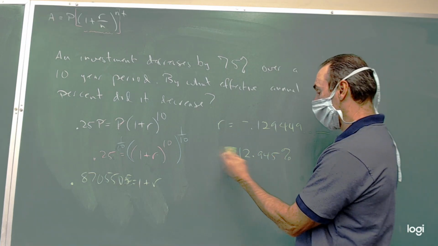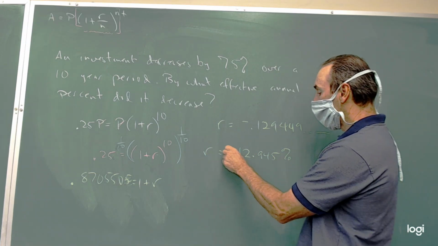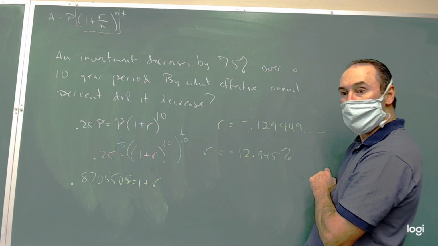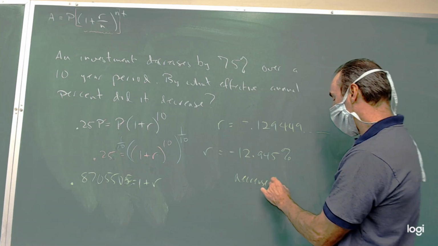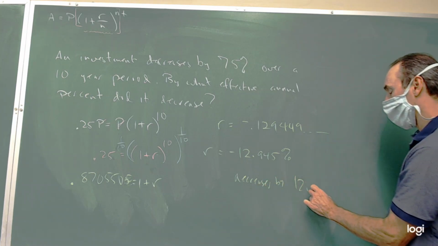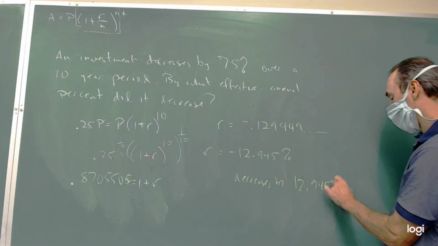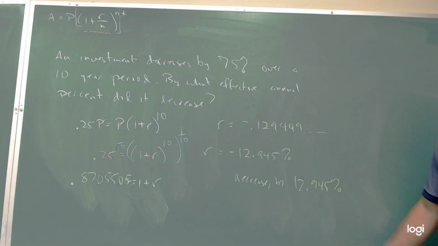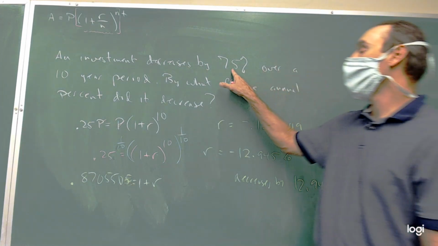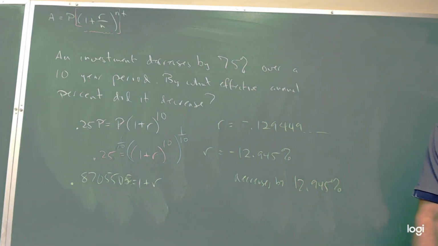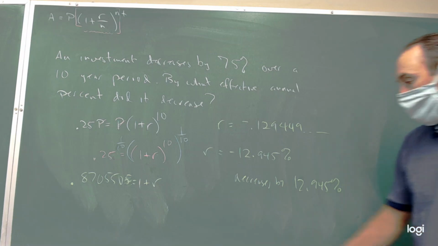And this is a decrease. I don't care if you say negative 12.945% or if you say it decreases by 12.945%, and then you wouldn't say the negative. Per year, that's the effective annual percent decrease. So you're losing money at about 13% per year. Over 10 years, that results in you losing 75% of what you started with.